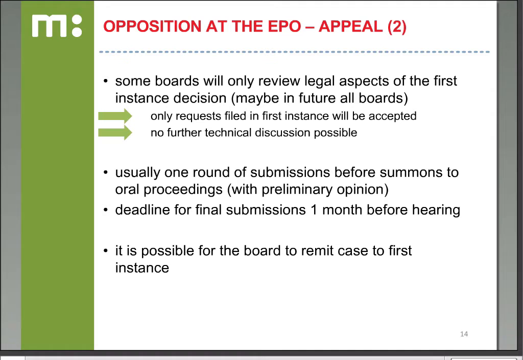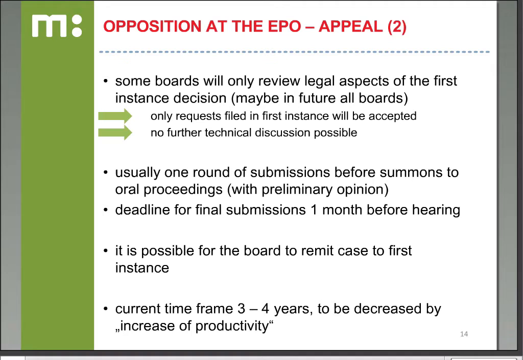It depends on which grounds have been raised and which grounds have been discussed by the first instance at the opposition division. The current time frame of an appeal proceedings at the EPO is 3 to 4 years. And during the last years, it even grew more because there had been problems with restaffing Board of Appeals at the European Patent Office. And according to the latest changes, it's intended to decrease that by increasing the productivity of the Board of Appeals. So they should render more decisions and they should render them faster. And that's maybe also the reason why they want to have them only review the legal aspects of the first instance decision, because of course that's faster than if they have to get into all these technical procedures again.